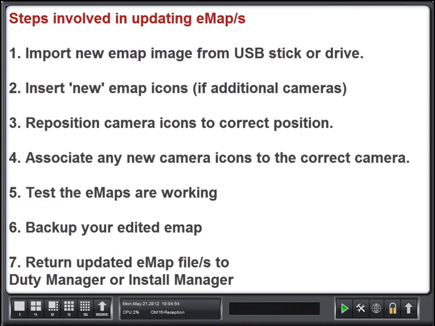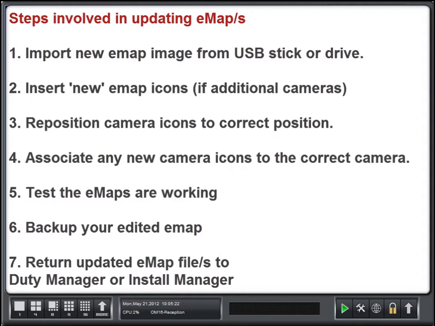Now the steps involved in updating eMaps are briefly these. You import the new eMap image from a USB stick or drive usually. Then you insert any new camera icons if the update includes additional cameras, and you may need to reposition the camera icons so they're over the correct location.